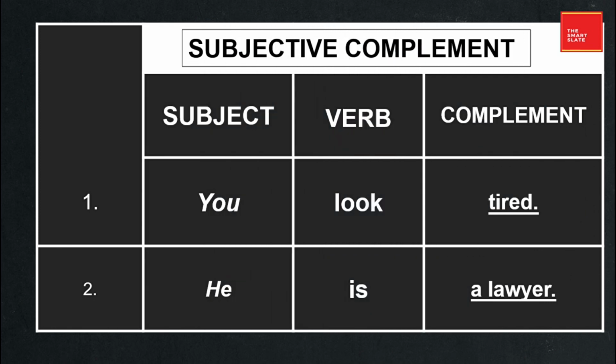So in this table we'll understand, like you look gorgeous or you look tired. So tired here is the complement, or gorgeous is the complement. The verb is look and the subject is you. So the complement is given to the subject, and the verb used here is an intransitive verb, that is look. He is a lawyer. Again, who is a lawyer? The complement is given to the subject and not an object. Now, what is an object, which comes after the verb, and what is a subject, which comes before the verb? So here the complements are given to the words before the verbs, like you and he respectively. So it becomes a subjective complement.